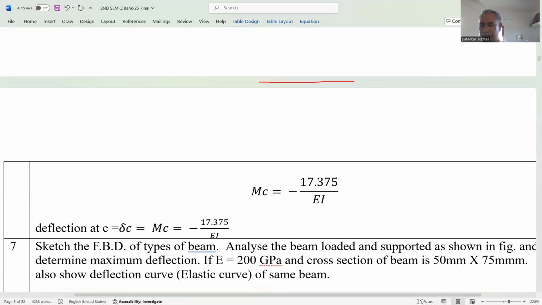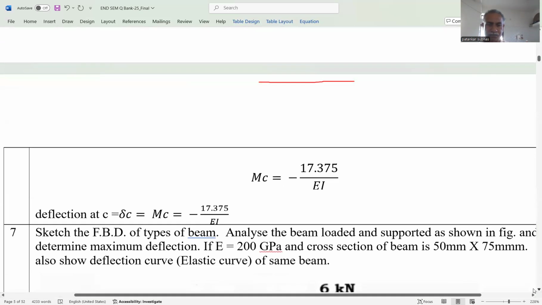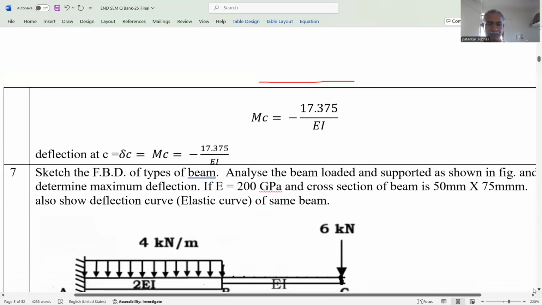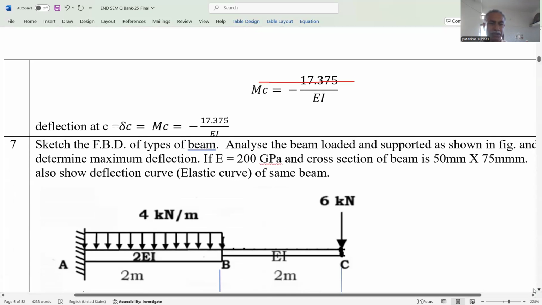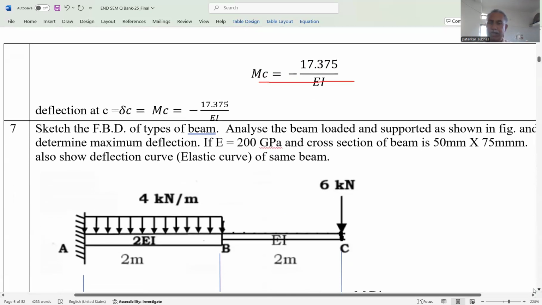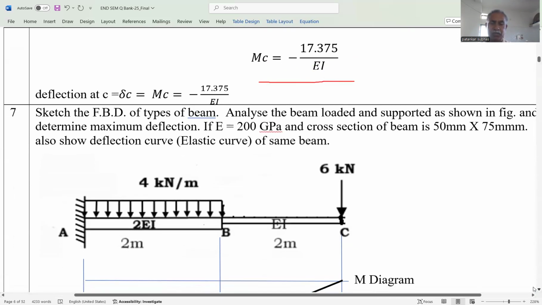So similarly, in the third problem, this is the third problem. Sketch the free body diagram. Of course, cantilever beam is there. Analyze the beam loaded and supported as in the figure and determine the maximum deflection. Again, maximum deflection for the cantilever beam.